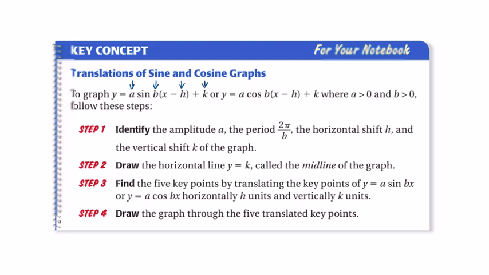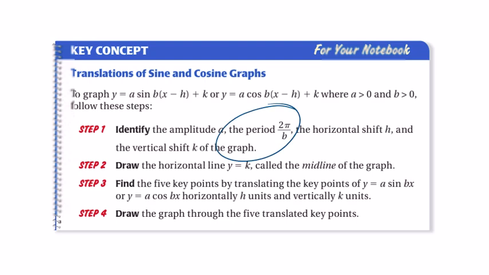So the A is still going to, just like with a parabola, determine whether you open up or down. It's going to signify, if it's negative or positive, whether there's a reflection or not. That H is your horizontal shift. That K is your vertical shift. And B, just like in the past couple of sections, B still deals with your period.